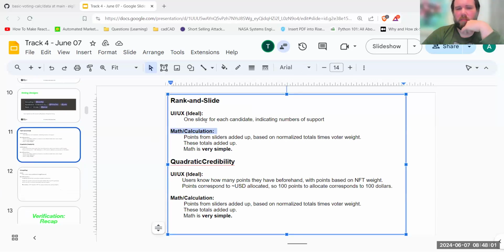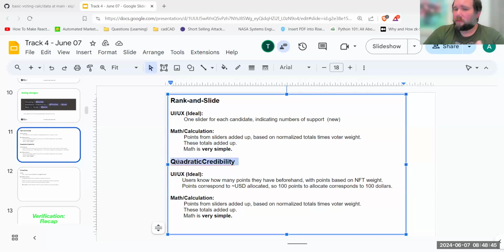So rank and slide: what's really novel about rank and slide is this idea of using sliders as a ranking system, hence its name. This is the real innovation of making voting feel accessible and maybe more intuitive. The math and calculation of rank and slide is very simple, relatively speaking. It's a very well understood mechanism that won't be difficult to implement in terms of the calculation. You just add the points up and divide by the total points for that voter to get percentages. And then the voter can allocate those and then you just add. So all it is, is multiplication and adding to get to the final result.